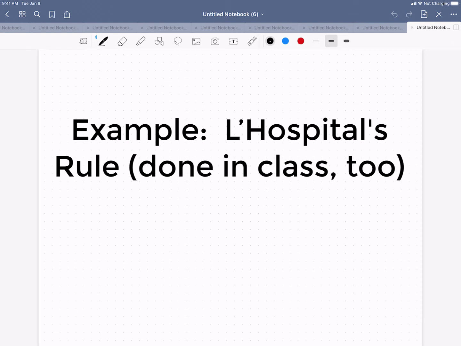Hey there, this is a screencast where I'm going to work some indeterminate form examples for you. Actually, I'll just work one. I'm going to work an example we did in class because it was kind of complicated, and maybe you'd appreciate having a copy of this going forward.